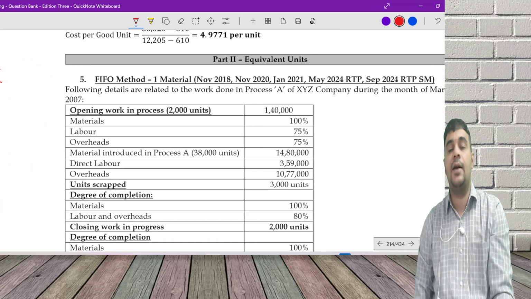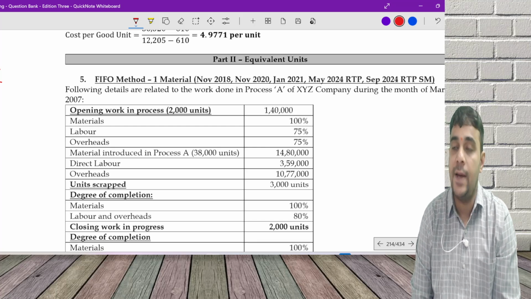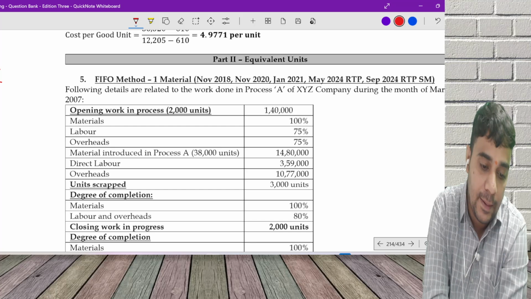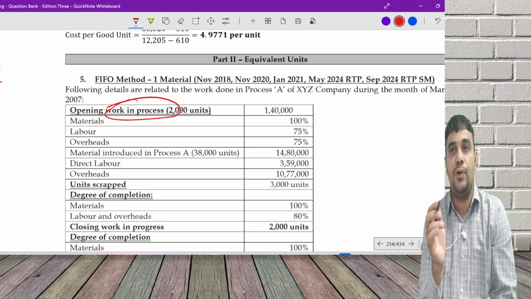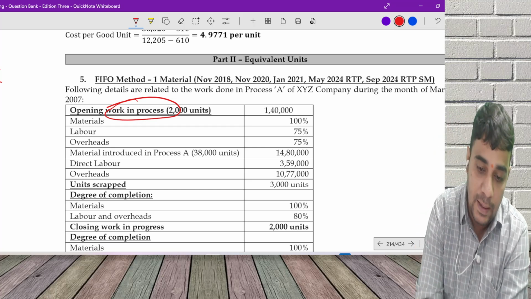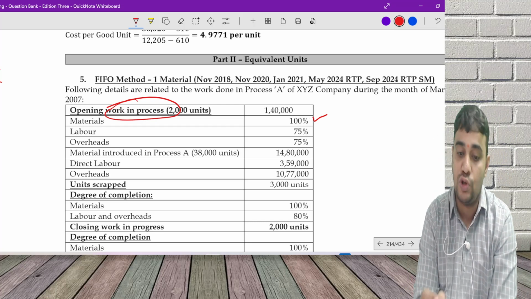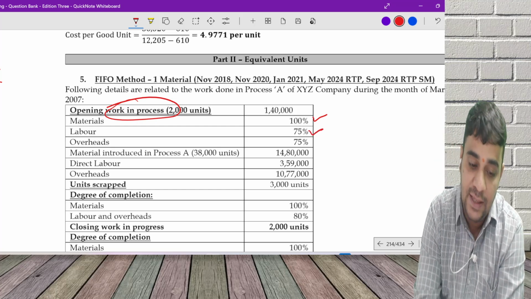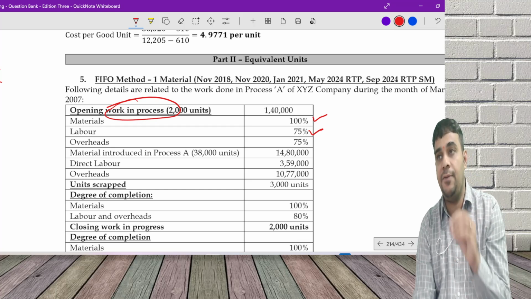Following details are related to work done in process A of XYZ company during the month of March 2007. Opening work in process. Moment you see work in process, you have to do equivalent units. 5 steps need to be done. Material is 100% complete, 2000 units, value 1,40,000. Labor 75% complete. Overhead 75% complete. So 100, 75 and 75.